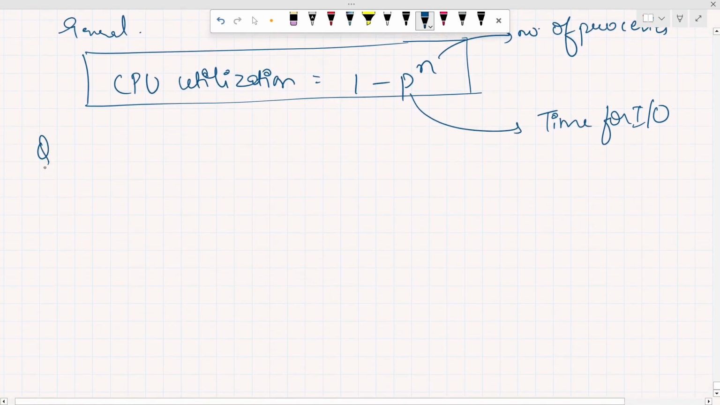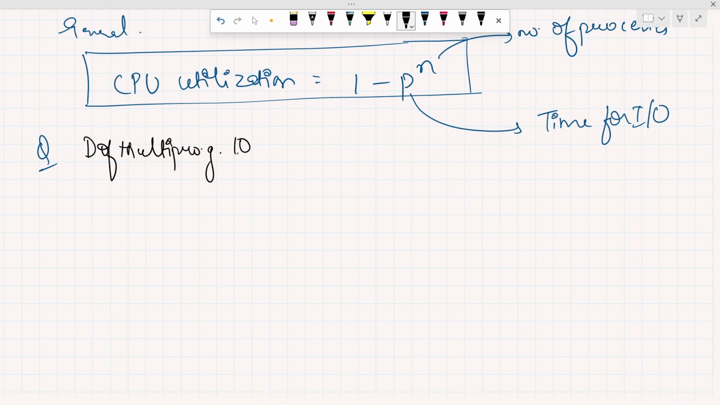Now let's solve a question which appeared in a GATE exam as well. The question is like this: a computer system has a degree of multi-programming which is 10, and the maximum IO wait that can be tolerated by the processes is 0.5 units. You need to find out the CPU utilization.